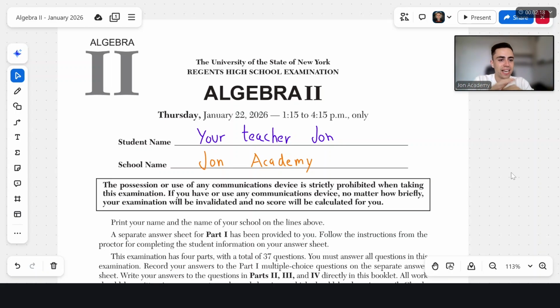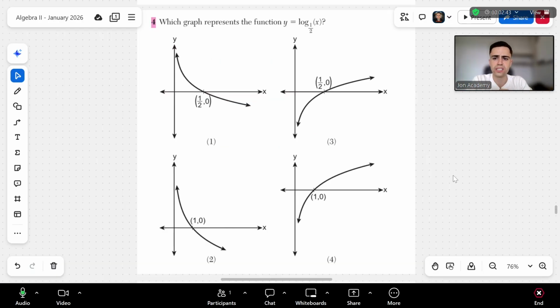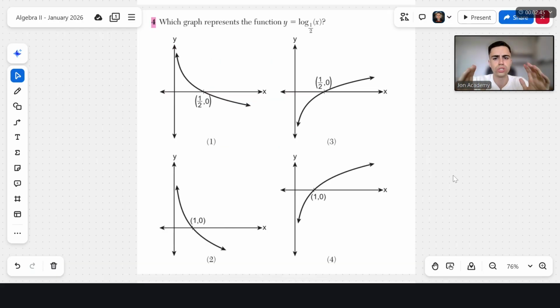Today we're going to finish the last set of exercises of the Algebra 2 Regents 2026 January exam. And these ones are going to be the ones related to functions. So let's jump into that. So the first exercise we have today is this one, number 4. We are asked which of the graphs represents this function.